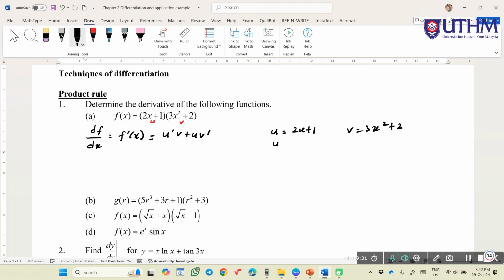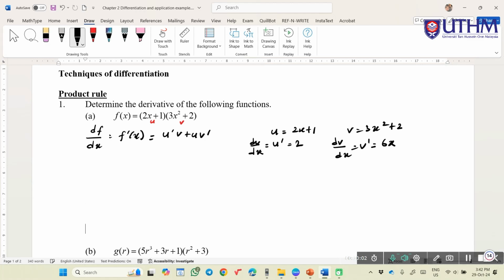So u prime is du over dx. For the first time, I will write that u prime is du over dx. For the next examples, I will just assume that you already know that u prime is du over dx. So v prime is dv over dx. Differentiate with respect to x, so u prime is 2 and v prime is 6x.